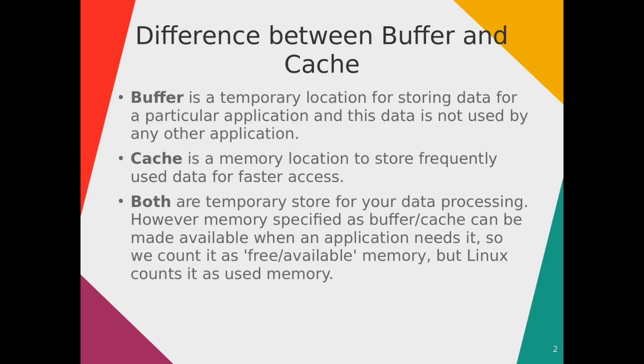First, I'm going to explain the difference between buffer and cache. Buffer is a temporary location for storing data for a particular application, and this data is not used by any other application. Cache is a memory location to store frequently used data for faster access. Both are temporary stores for your data processing.